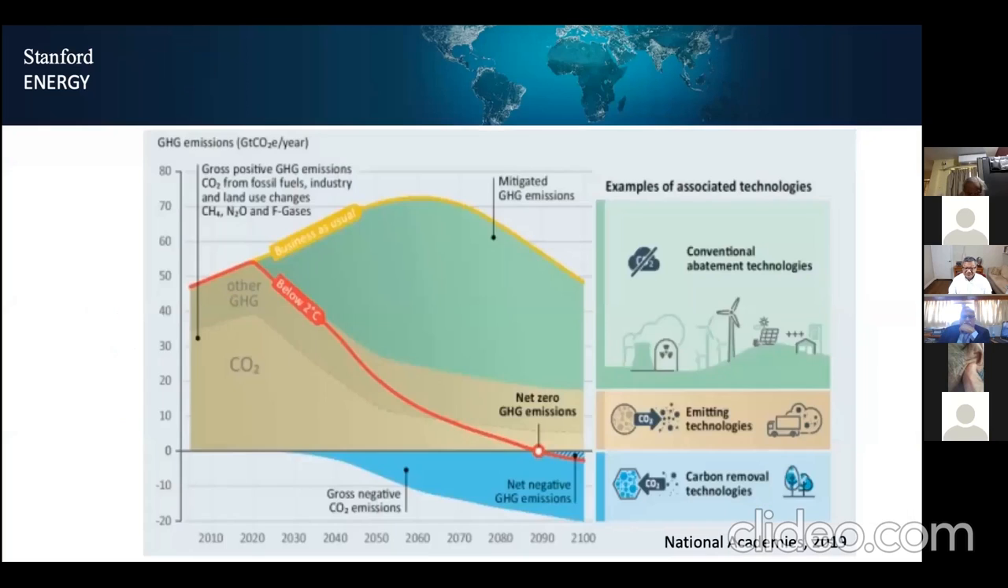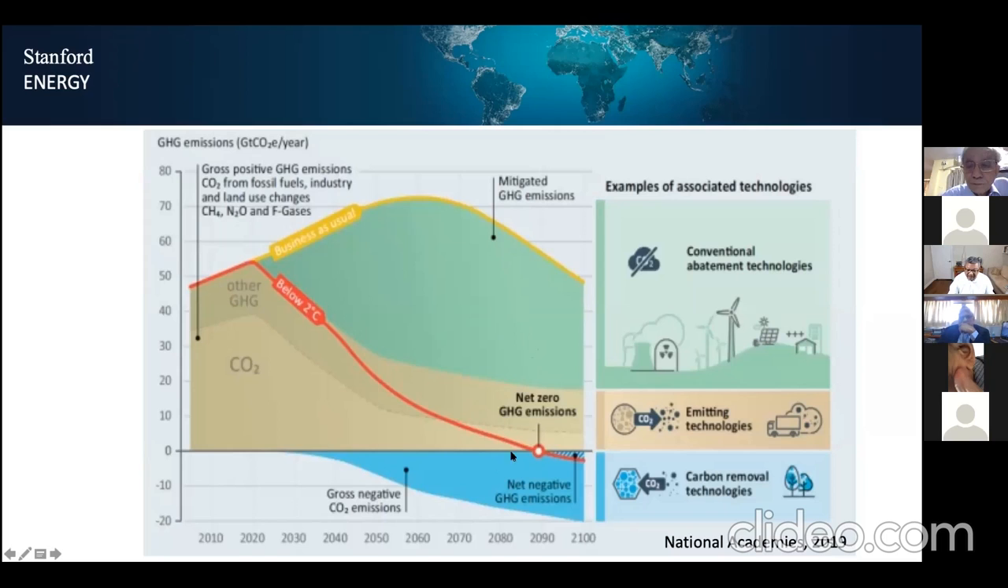this is what needs to change. I won't spend too much time on this, except to say, this is one of the reports from the National Academies on what is the pathway we have to take. This is business as usual, CO2 emissions per year. The orange line is below 2 degrees, and the difference is what we call mitigation. We have to reduce emissions, this is the magnitude of the emissions, but that's not enough.